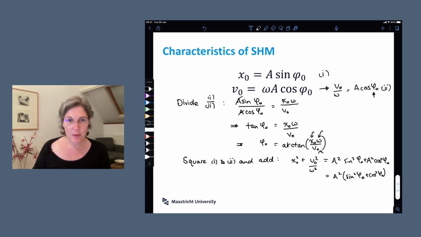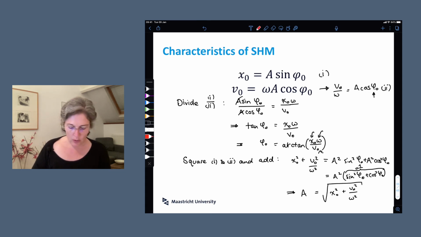And if you remember some of your trigonometry, we know that if you take sine squared of an angle plus cosine squared of the same angle, that's just equal to 1, which makes this a very nice equation. So we've actually just got A squared is equal to x naught squared plus v naught squared over omega squared. So finally we can write this as A is equal to the square root of x naught squared plus v naught squared over omega squared.